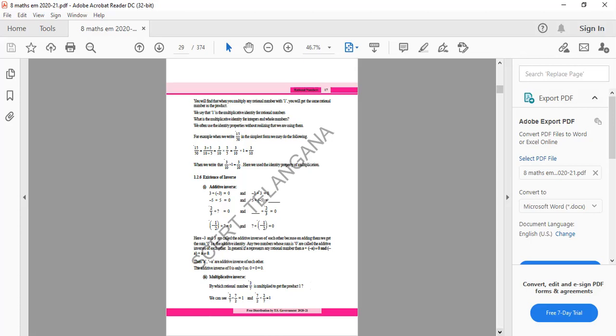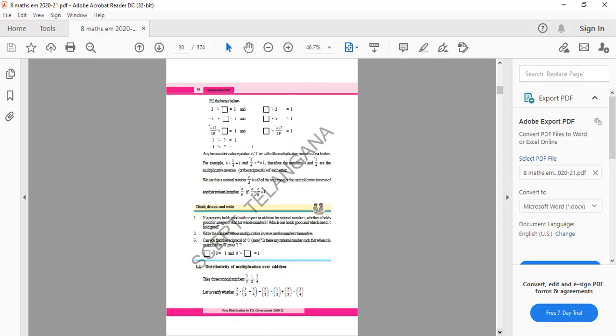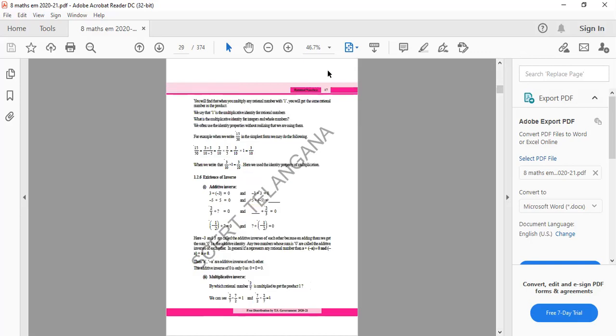Tell me, additive inverse means 0. What is the multiplicative inverse? How to do it? As an example, I'll give one question: how to find the multiplicative inverse and additive inverse. Additive inverse means, for example, if a is a number, then its additive inverse is minus a.